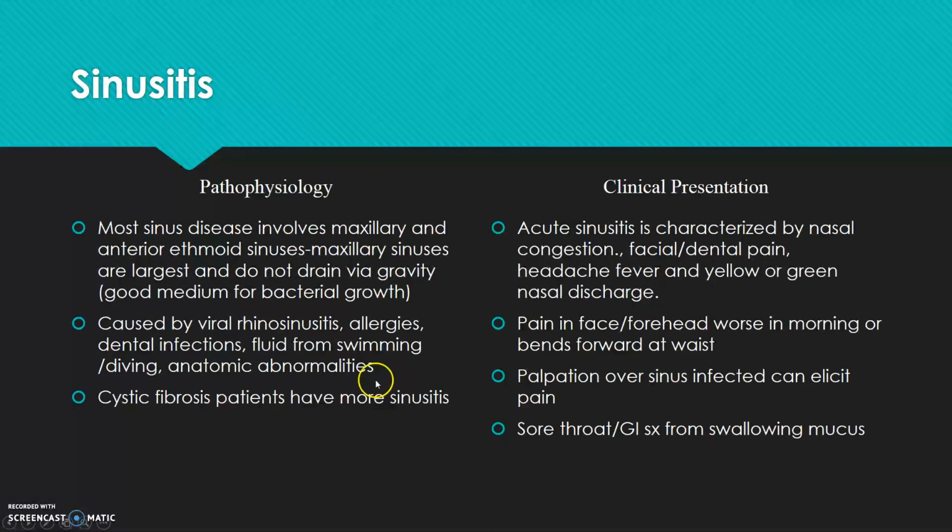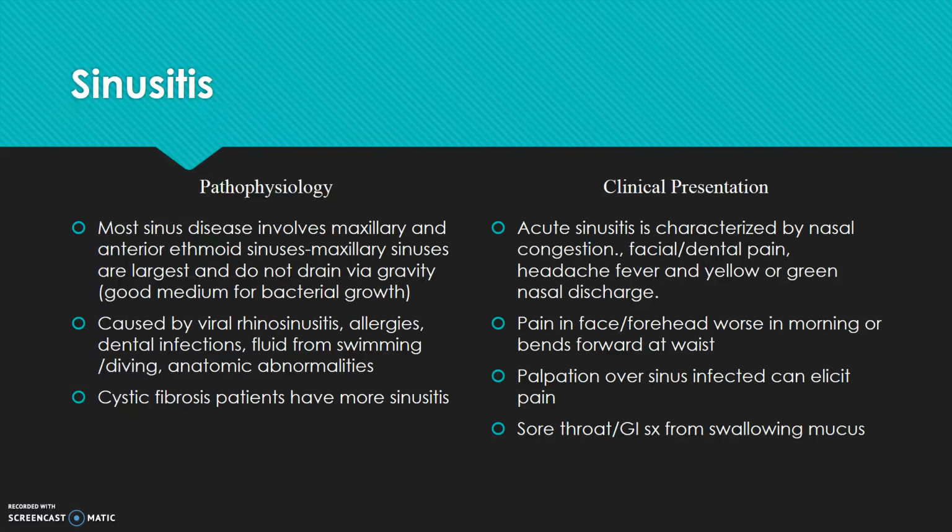The pathophysiology is quite interesting and really related to anatomy. Most sinus disease involves the maxillary and the anterior ethmoid sinuses. The maxillary sinuses are the largest, and the fact that they anatomically don't drain by gravity really sets us up for a good medium for bacterial growth. Sinusitis is caused by viral rhinosinusitis, allergies, dental infections, fluid from swimming and diving, and anatomic abnormalities. And it makes sense that when you understand the process of cystic fibrosis, those patients have more sinusitis.